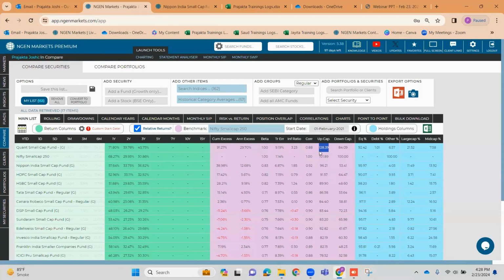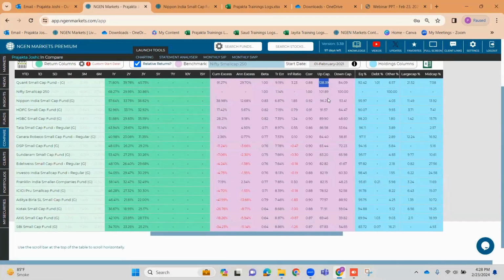In fact, that is the only fund which has a higher up capture ratio when we compare it with the benchmark itself. All the other funds definitely go up in the uptrend when the markets are in a bullish trend, but go up lesser than the benchmark itself. There's only one fund that beats the benchmark in a bullish market, which is quant small cap, right?